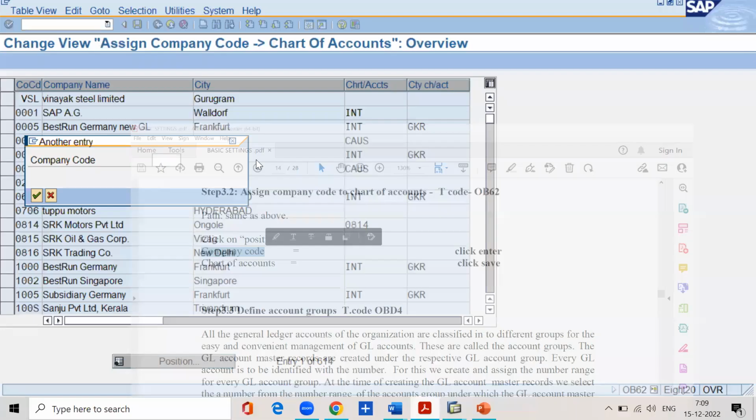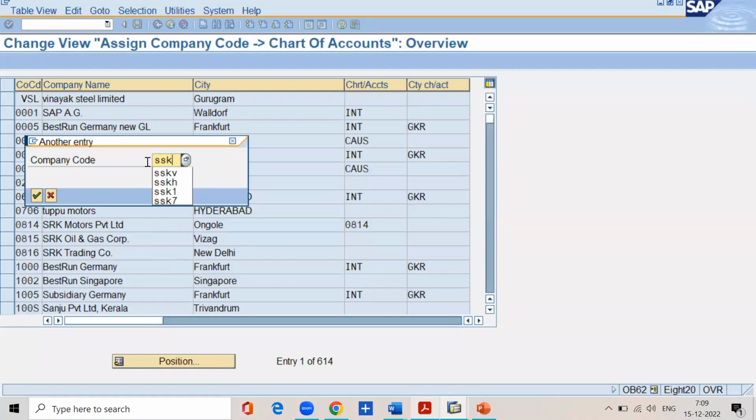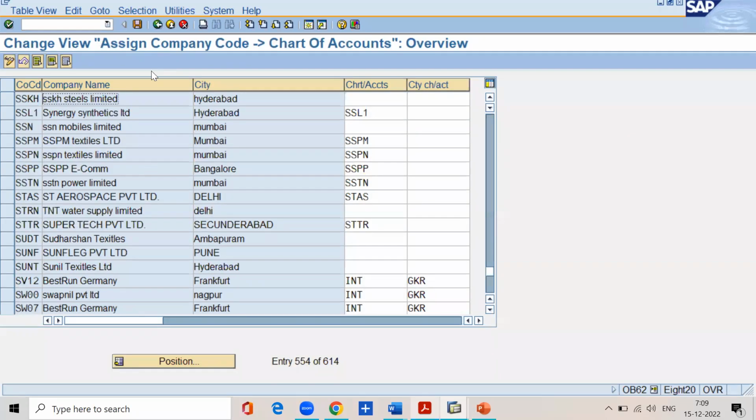Company code is equal to SSKH. Click on enter. See, our company code SSKH has been taken in the first line, right?